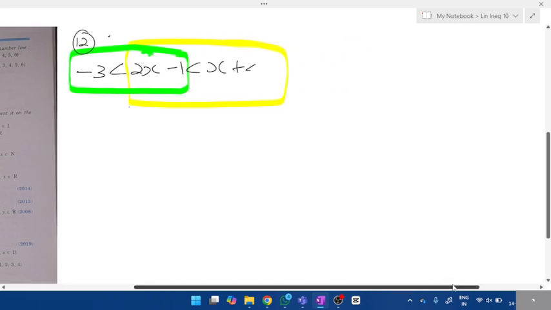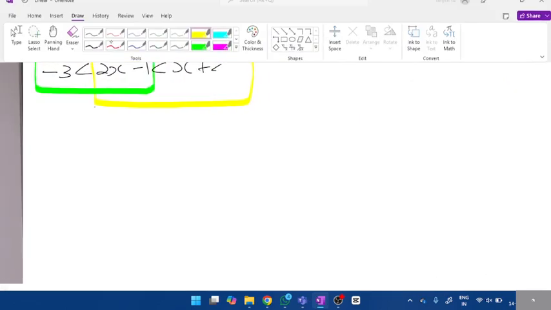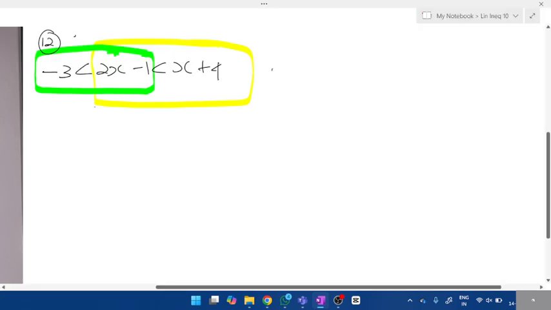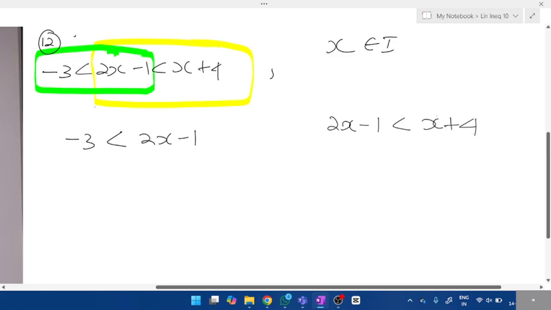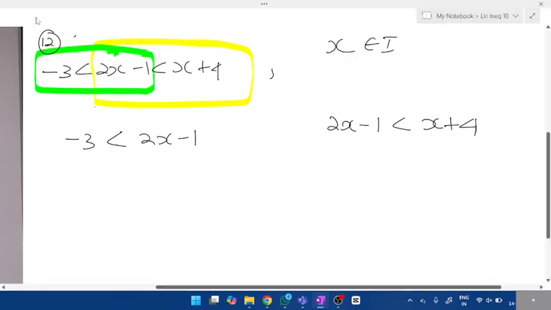x belongs to integer. x plus 4, comma, x belongs to integer. For integer, you keep dots, students. We use dots. Now there are two questions. Separate the questions like this. Up to one inequality sign is one question, then 2x minus 1 less than x plus 4. Solve both the equations. If you solve this, you'll get limits. You'll get two values.